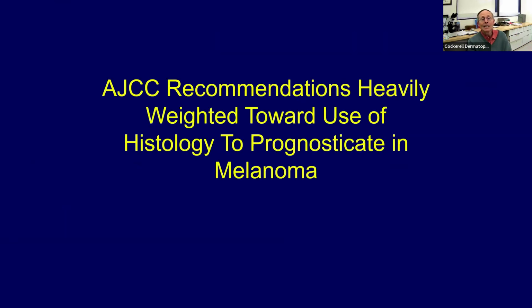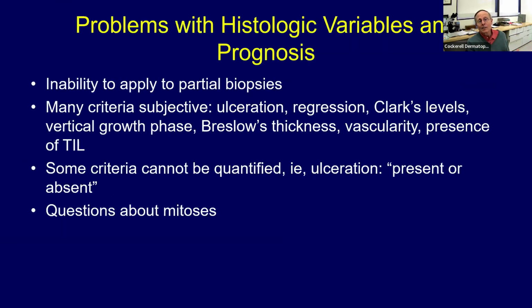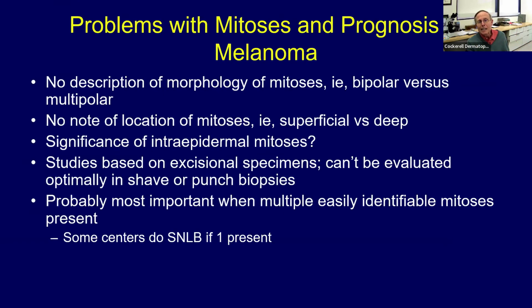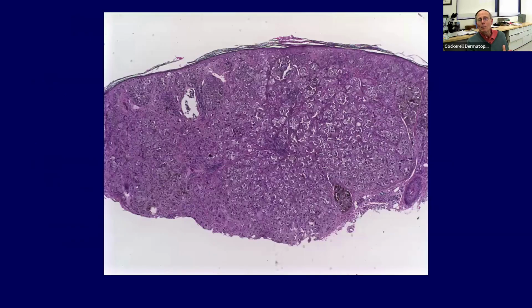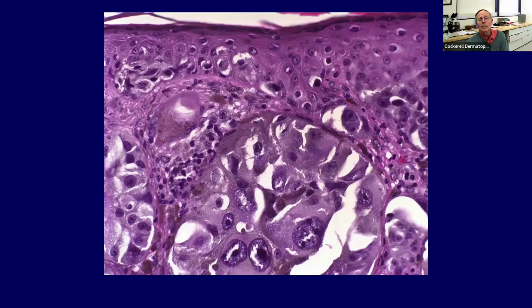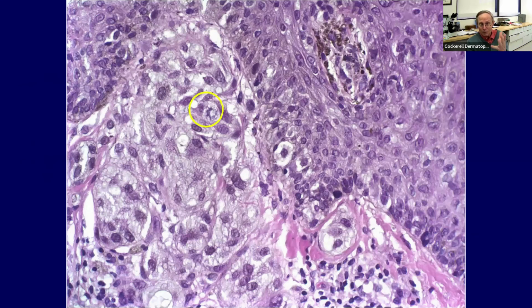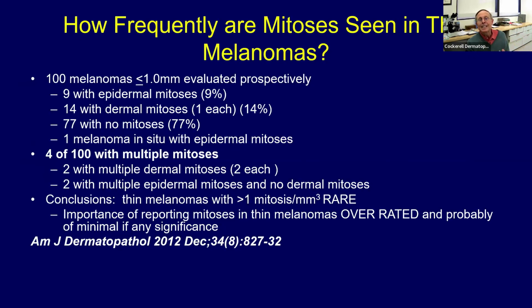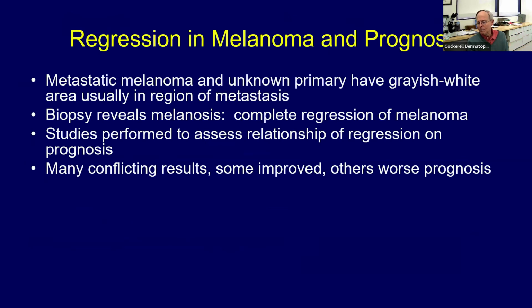Prognostication, again, AJCC likes to use the AJCC criteria. Again, these can be problematic. Ulceration in thin melanomas is almost never seen. Mitoses, again, can be problematic because you can see big, thick melanomas like this with few mitotic figures, and then thin melanomas with mitotic figures, and even epidermal mitoses. Nobody knows what to do with those. And we really don't see very many mitotic figures in thin melanomas, very few.